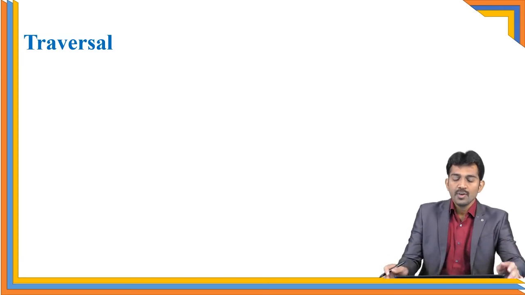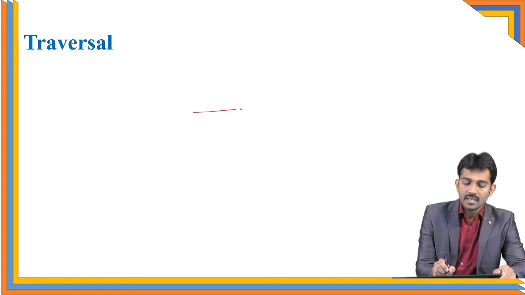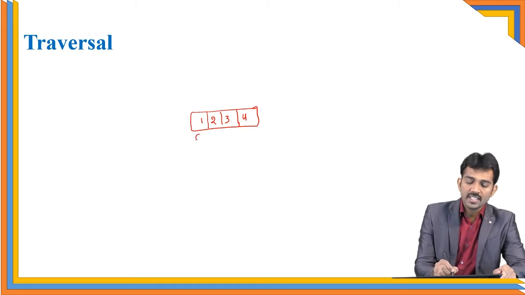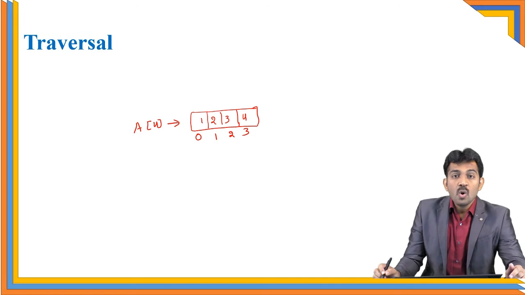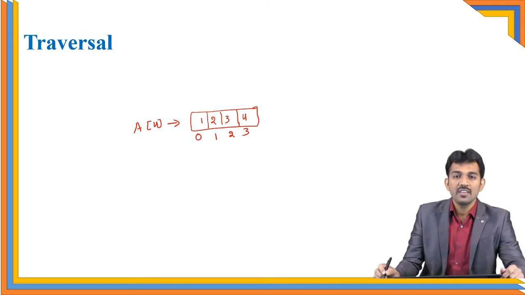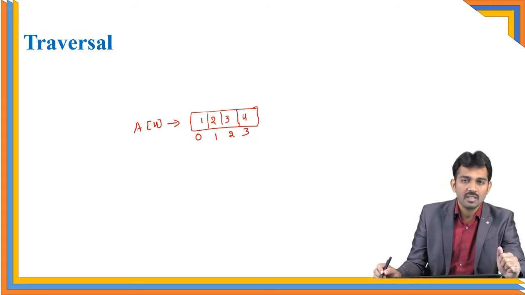For example, you are going to take an array as an example. This is an array, and it contains some elements, right? 1, 2, 3, and 4. These are the elements. You know, the starting index is always 0, 1, 2, 3. This is the array A, which means an array of size 4. How to access the elements from the given array? Access means traversal. Traversal means how to display all the elements.